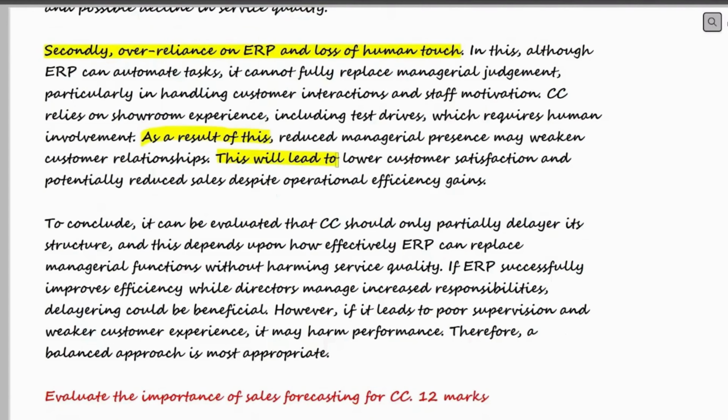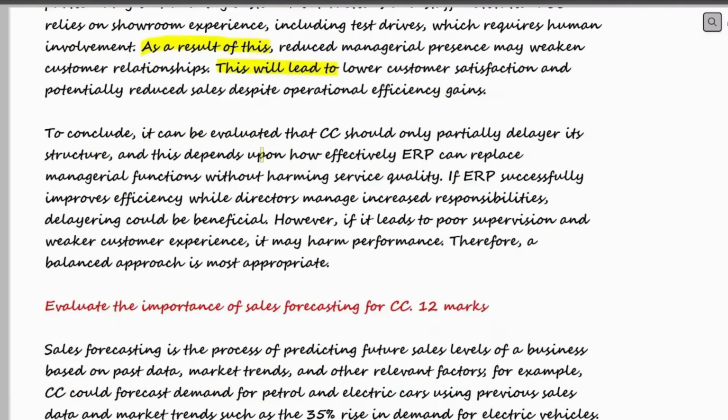Now, two disadvantages properly explained, connected with the case study, analyzed, and further analyzed. The most important tricky part: evaluation. To conclude, it can be evaluated that CC should only partially delayer its structure, and this depends upon how effectively ERP can replace managerial functions without harming service quality. If ERP successfully improves efficiency while directors manage increased responsibilities, delayering could be beneficial. However, if it leads to poor supervision and weak customer experience, it may harm performance. Therefore, a balanced approach is most appropriate. So, this was our evaluation to the question in context with the case study.